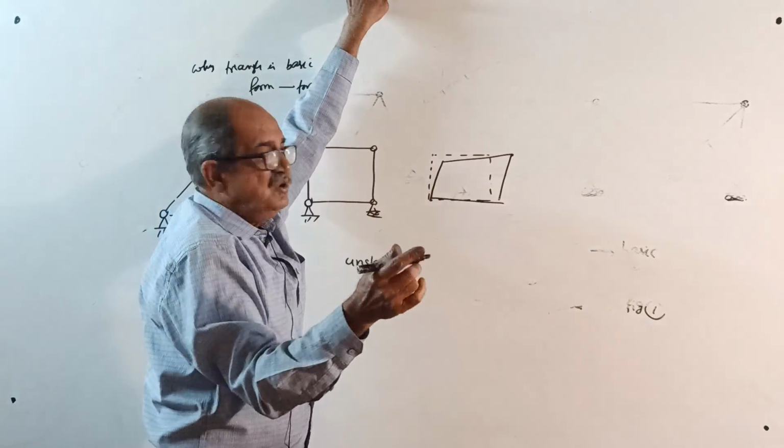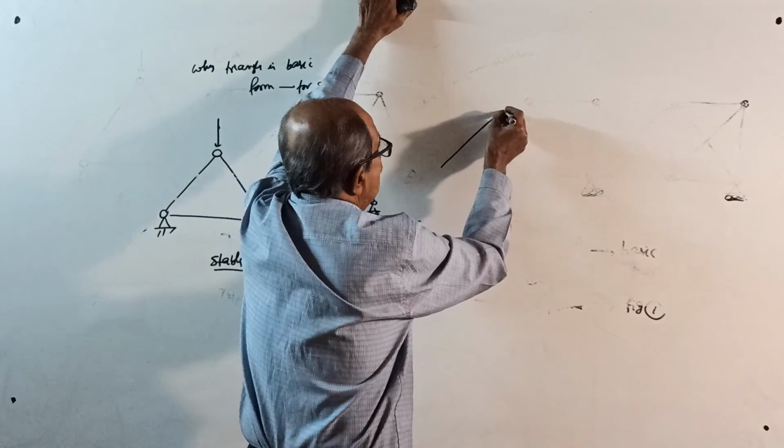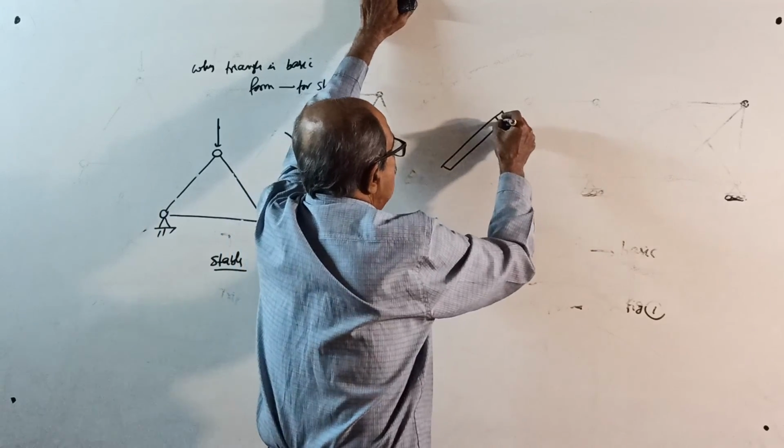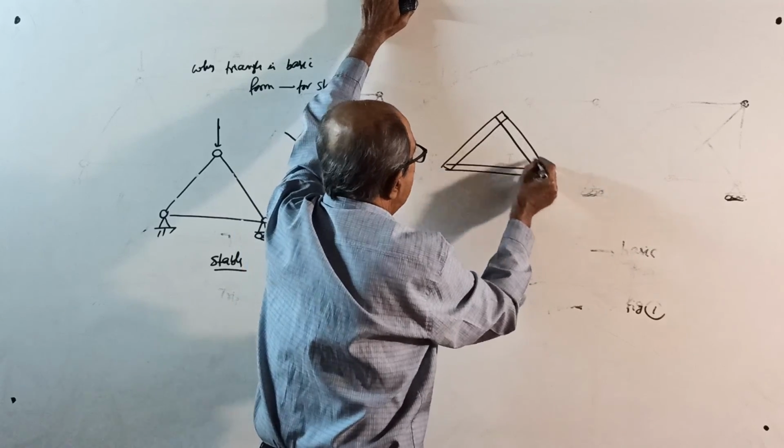Imagine you make an arrangement. Take one wooden piece here, a wooden plank. One more wooden plank here. One more wooden plank here. Put pins.